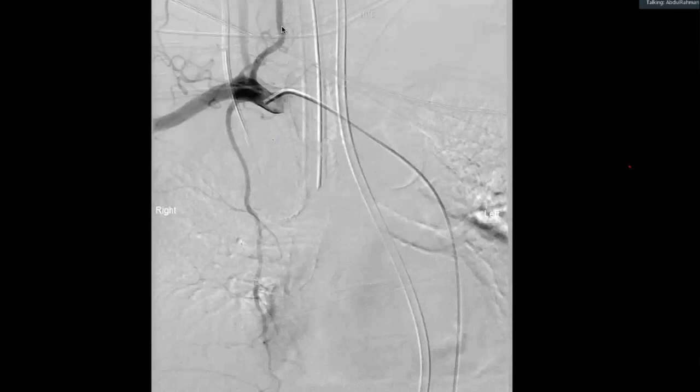So tell me what this branch is. Vertebral artery. And this one? What is this branch? Internal mammary artery, or costophrenic? Yes, internal mammary artery. So this is a selective angiogram.